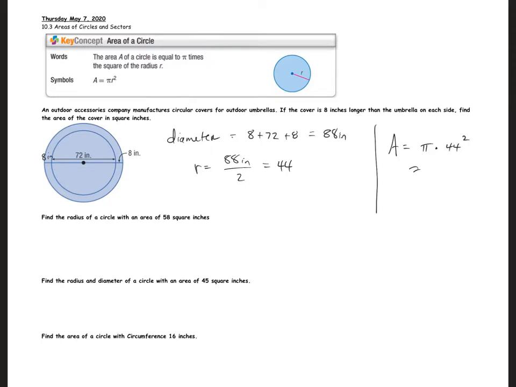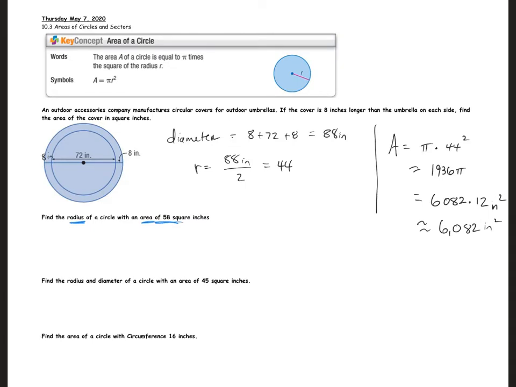So this is 1,936 pi. So I take that and times it by pi, and I get 6,082.12 square inches. The question asked me to find the area of the cover in square inches, so I would say it's about 6,082 inches squared.